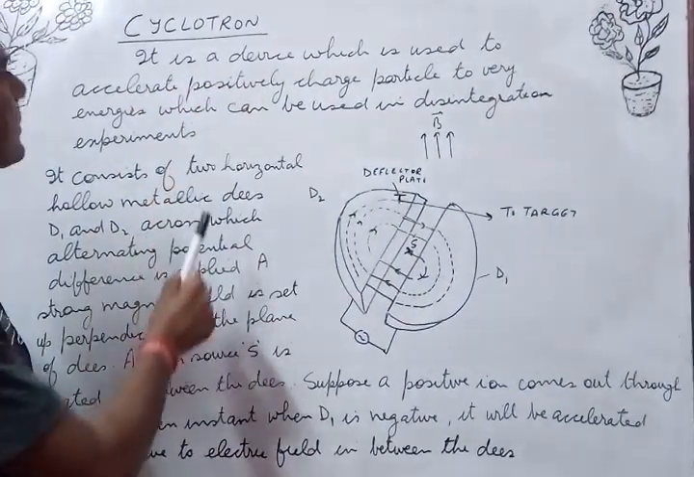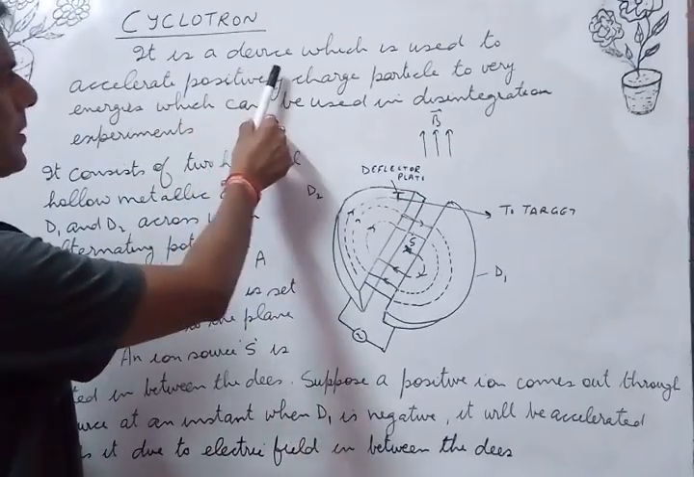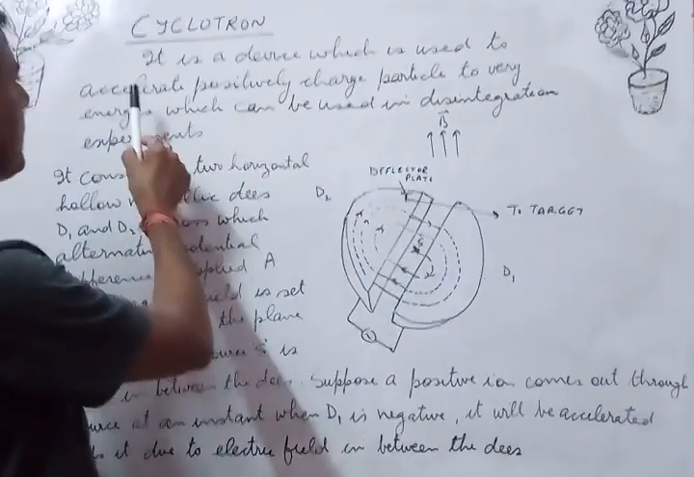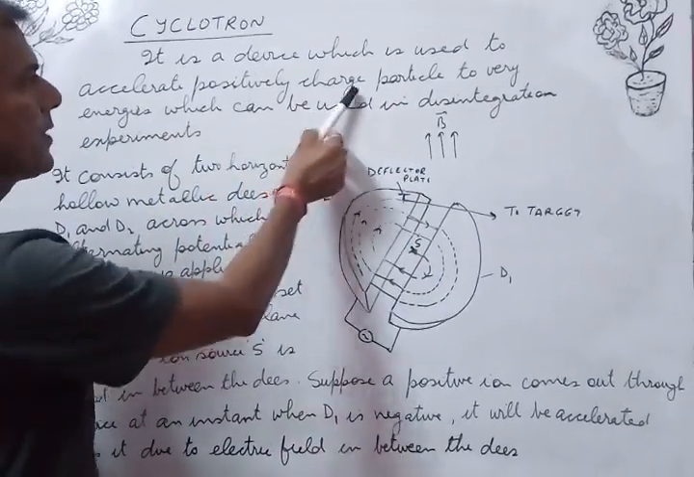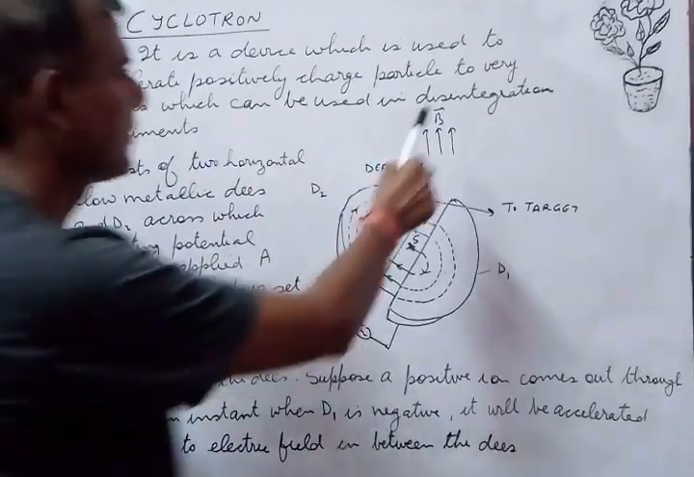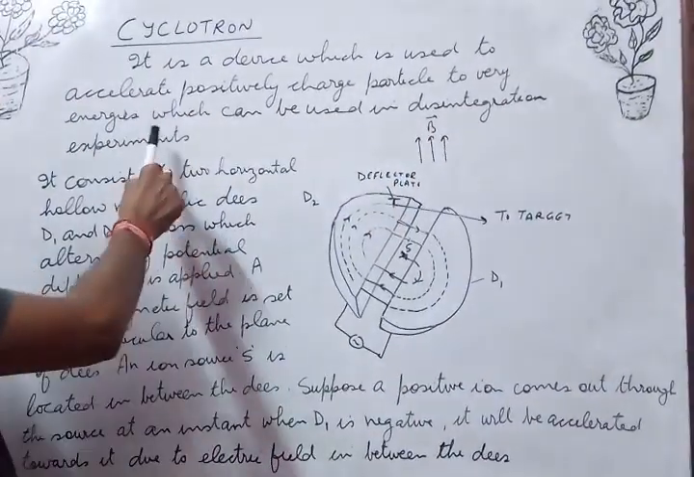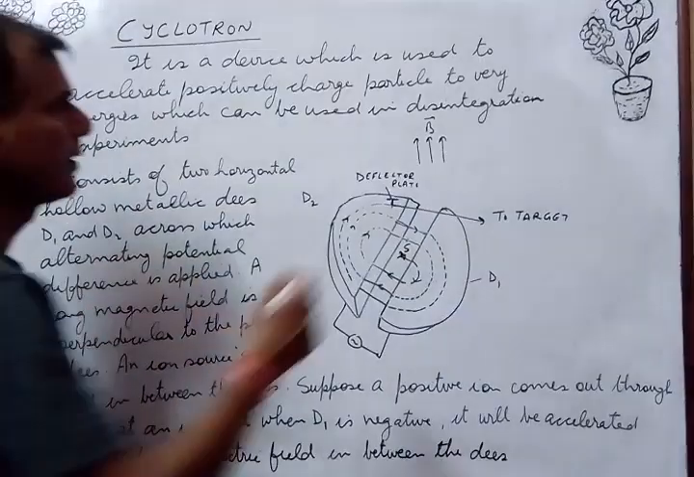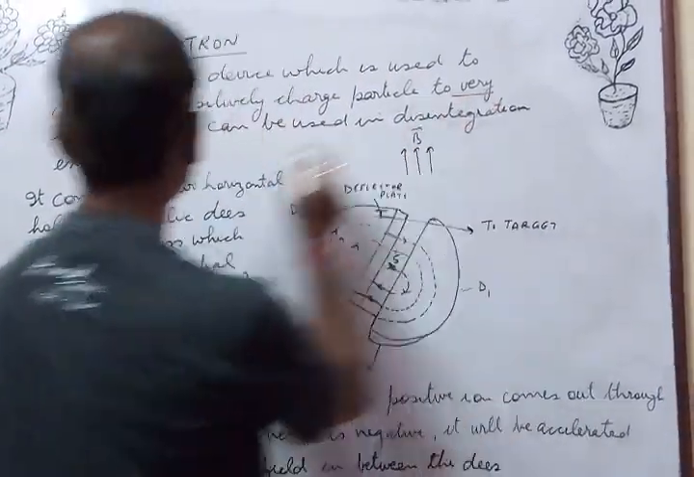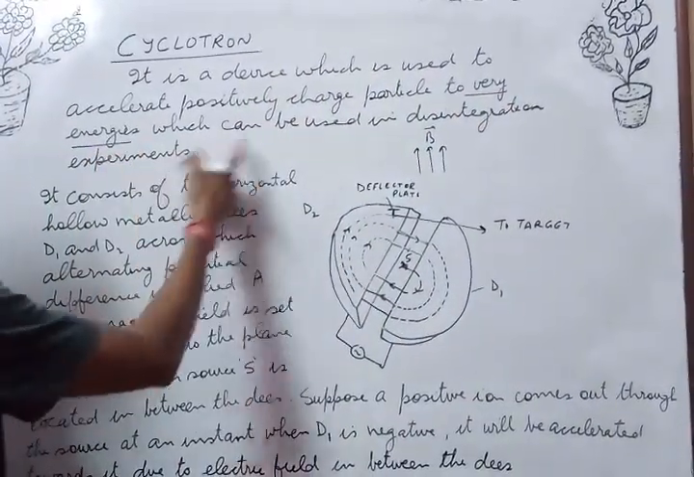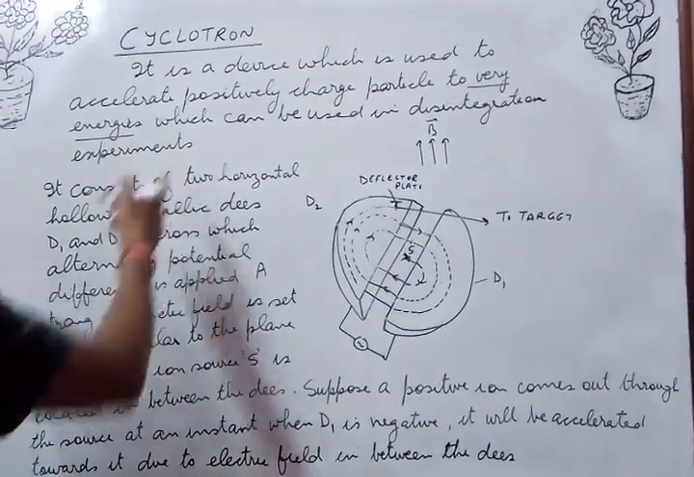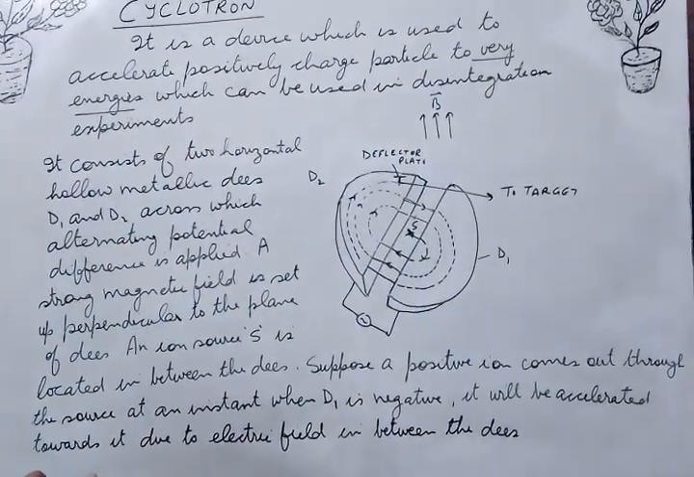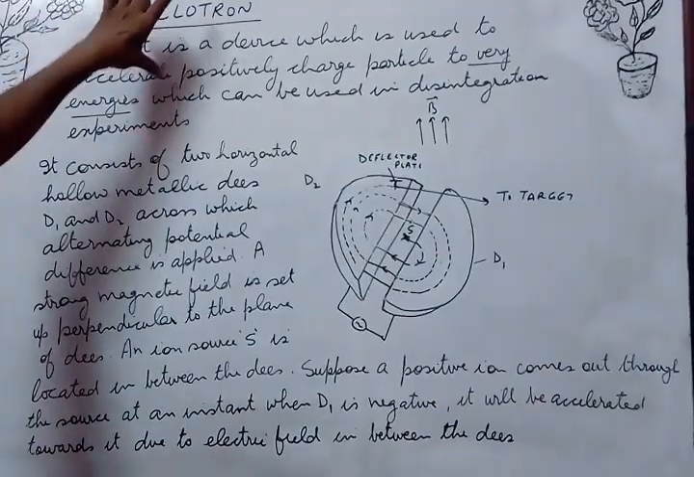Cyclotron. It is a device which is used to accelerate positively charged particles to very high energies. It is used to accelerate charged particles to very high energies which can be used in disintegration experiments. So this is about the device cyclotron.